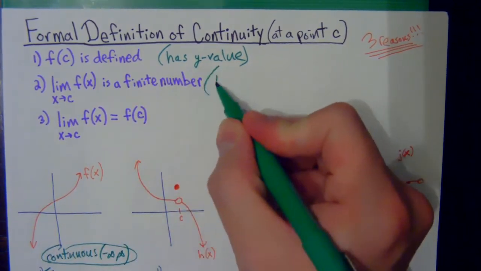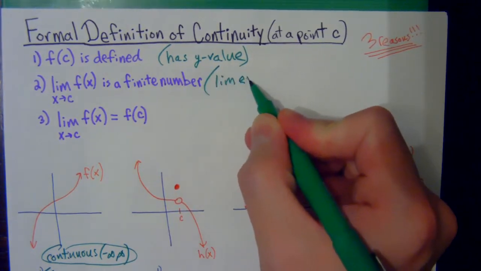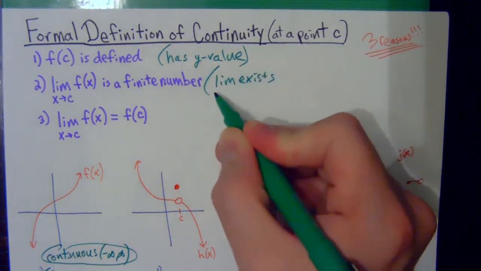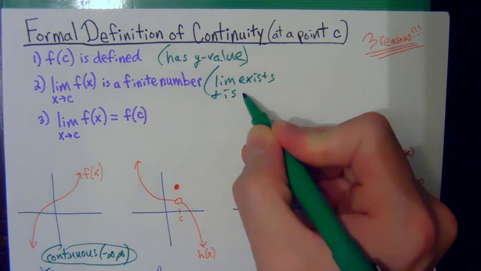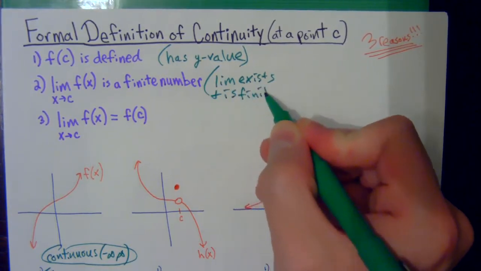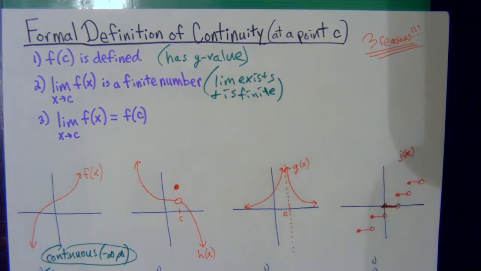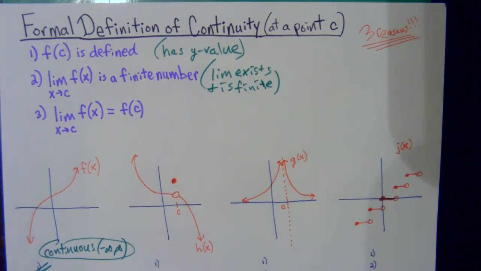So what that means is, one, we have a limit. So the limit actually exists and is finite. Finite means it's a finite number. It's not infinity or negative infinity. So it's a finite number there.